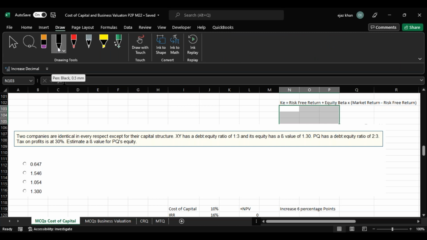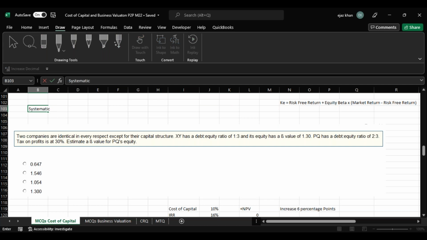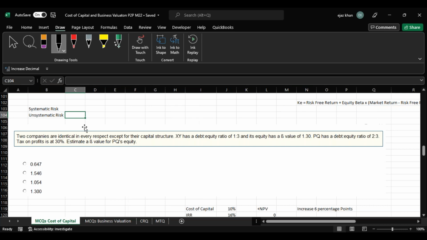When we say risk, there are two types of risks. One risk is the systematic risk, and the other is the unsystematic risk. Systematic risk is a risk that is faced by every company in a market. This is the risk which every company faces operating in a particular market.